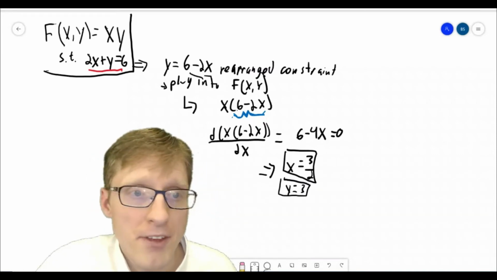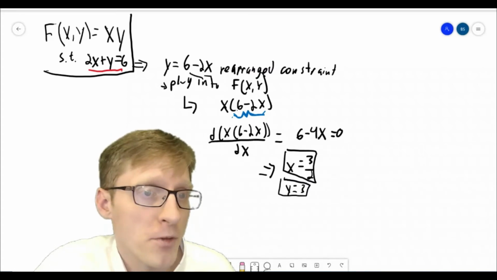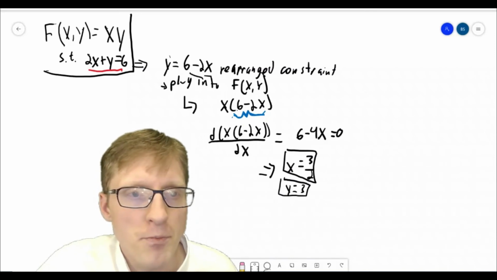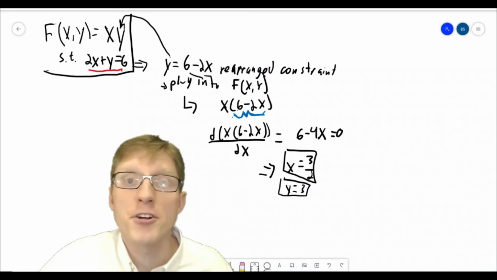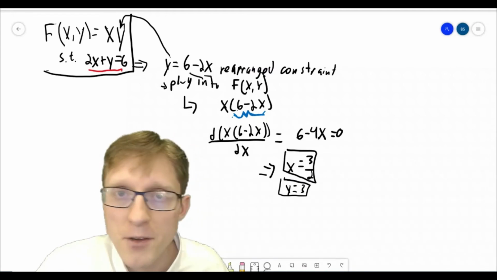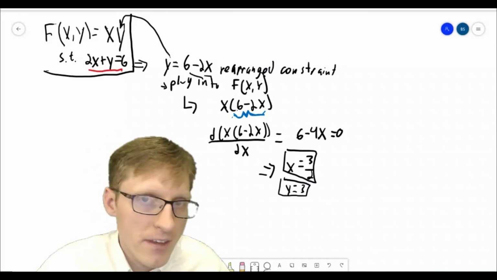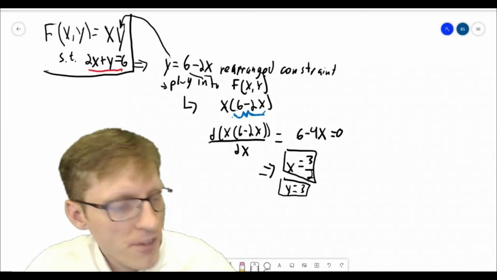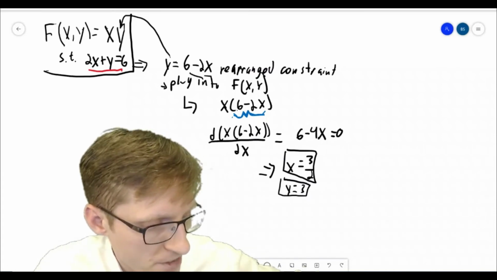That's the substitution method. You start with the constraint, you rearrange it to solve for one of the two input variables into this function you're trying to maximize or minimize. And then you plug this in for that variable in the function. Now you have that function only in terms of one variable. So now you can just take the derivative with respect to that variable, set it equal to 0, and then go back and find the value of the other variable using the constraint. So that's the easier of the two methods to solve a constrained maximization or minimization problem.